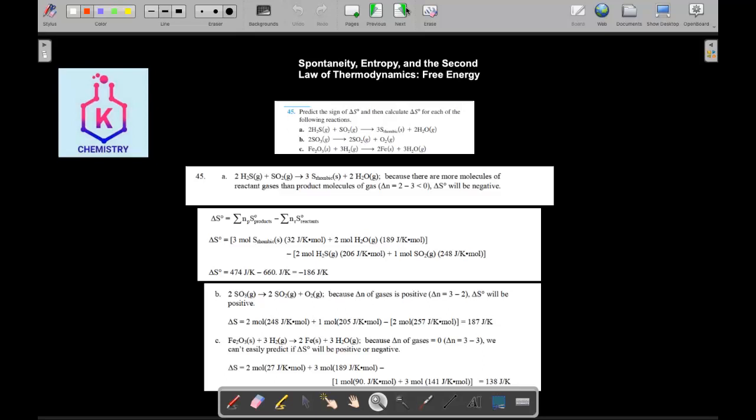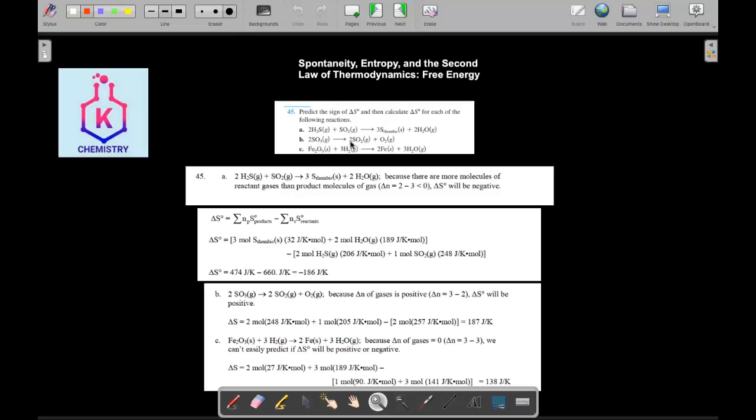If you want to calculate, delta S is equal to the total of the delta S of the products minus delta S of the reactants from the values that will be given. Don't forget to multiply by the number of moles, like 3 moles in case of S rhombic and 2 moles in case of water and 2 moles in case of H2S, multiplied also in case of SO2 will be only 1, so you get delta S equal to minus 186 and it is negative like we said. Then SO3 changes into SO2 and O2.